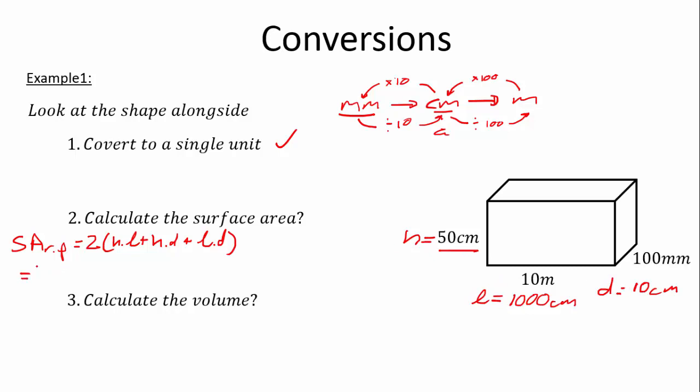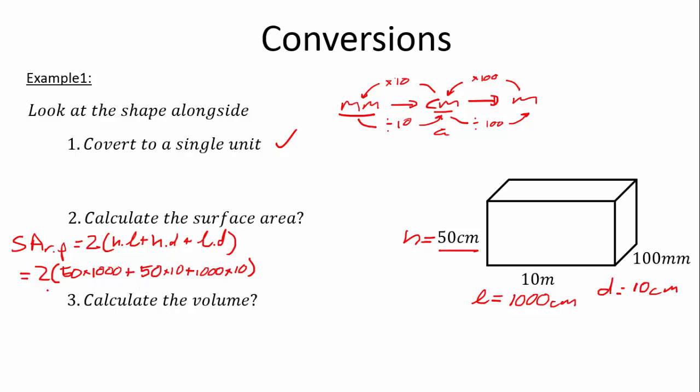That is equal to 2. What's our height? 50. Multiplied by our length, which is 1,000. Plus, what's our height times our depth? Our height is 50. Our depth is 10. Plus our length, which is 1,000. Multiplied by our depth, which is 10.